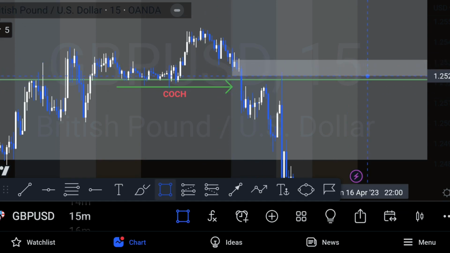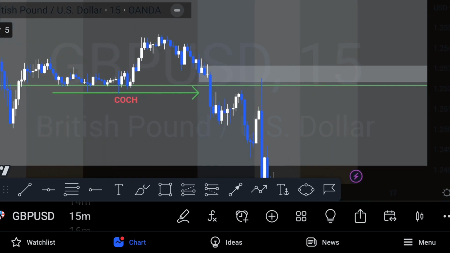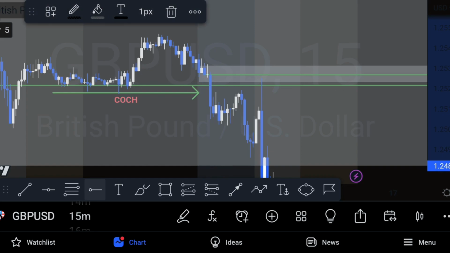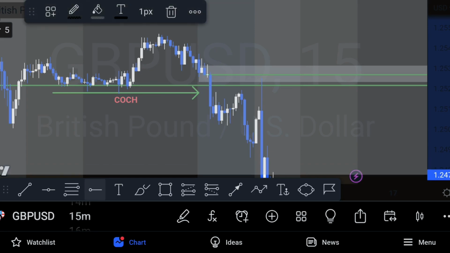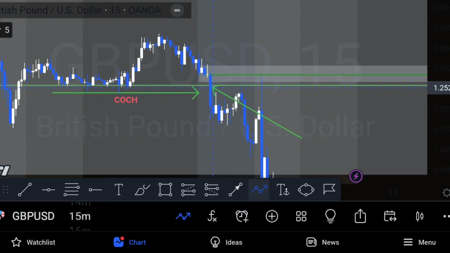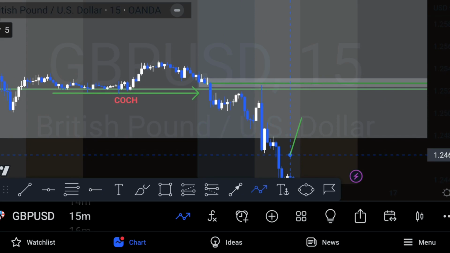Right here is a new supply zone, and we also have another block right here. And what happened? We can see what I was explaining. Price dropped and came back, but fell short of reaching the supply zone and dropped again, now creating a second supply zone right here. And price eventually came and tapped into the first supply zone and dropped.